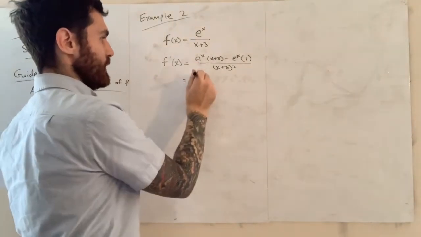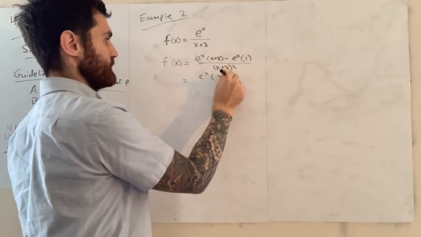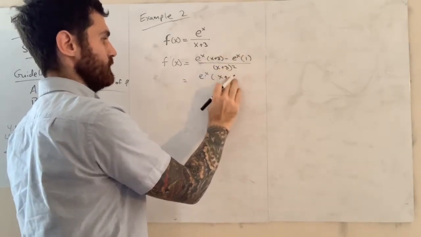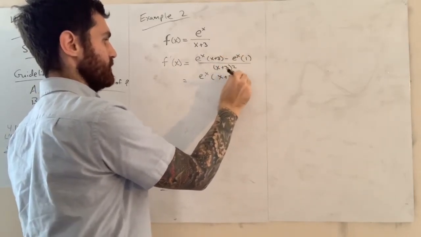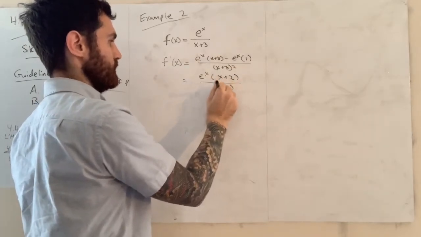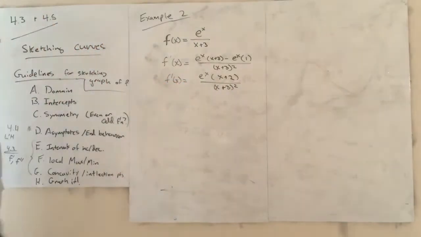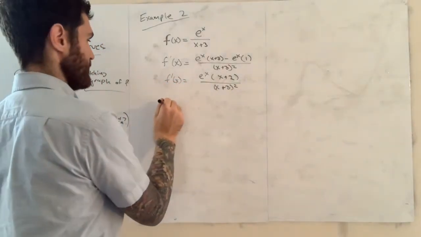And I can factor out an e to the x, and I'll get x plus 3 minus 1, so e to the x times x plus 2 over x plus 3 squared. There, this one wasn't so bad. And now we take the second derivative.